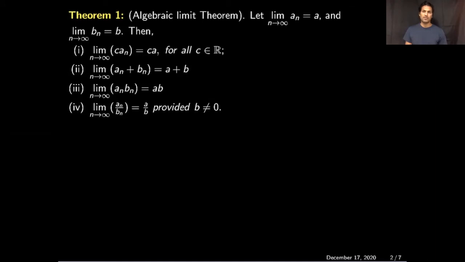The limit of the division of two sequences is equal to the division of their limits, provided b is not equal to 0. You must have seen these properties of sequences in your calculus course, but here we will prove these properties by using the definition of convergence of a sequence. Let's get started. I will prove these parts one by one.